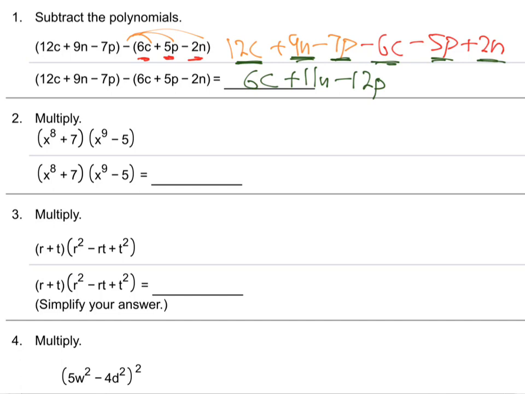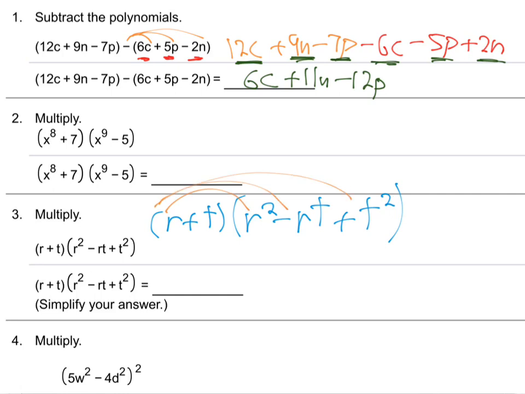Let's skip 2. How about 3? Can you do 3 real quick? I want you to multiply. Remember, you're going to take that r. Maybe I should make it bigger. R plus t times r squared minus rt plus t squared. So they want you to take that r to all 3, and then when he's done, the t goes to all 3. Remember, when you multiply, you add powers. Remember those rules?